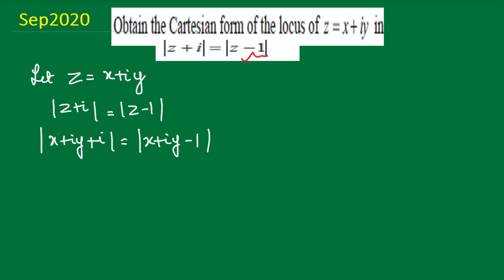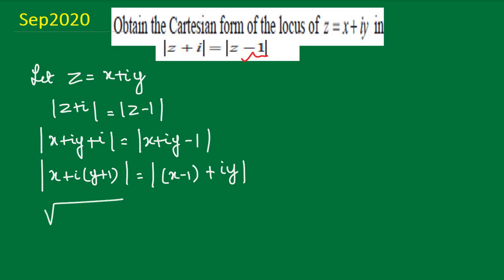So minus 1. This can be simplified: x plus i into y plus 1 is equal to modulus of x minus 1, writing the real part, plus iy. Now taking the modulus, this gives us root of x square plus y plus 1 the whole square. Right hand side, this is root of x minus 1 the whole square plus y square. Real part square plus imaginary part square.